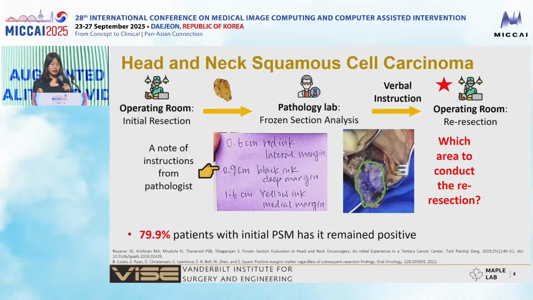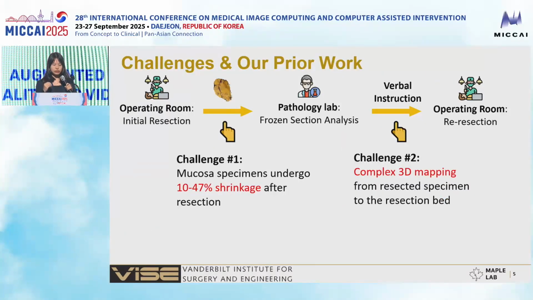There is research that shows that almost 80% of the patients with an initial positive margin still had it remain positive after a re-resection. There are two challenges that the surgeon faces during this clinical workflow. First, mucosa specimens can undergo 10 to 47% shrinkage after the resection. This makes it hard for the surgeon to build correspondence between the shrunk resected specimen the pathologist sees and the resection site the surgeon sees. Second, most of the head and neck specimens have very complex 3D shapes, and mapping them back onto the resection site, relying only on distance information through verbal instruction, is very difficult.